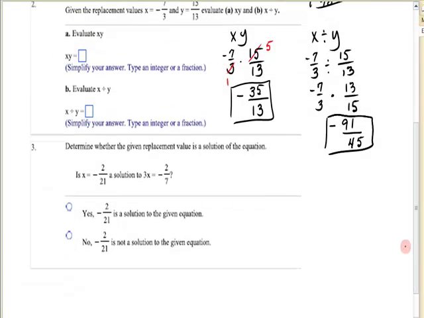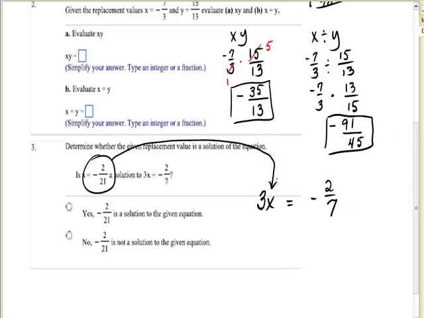Well, this last one's a little bit different. It says determine whether the given replacement value is a solution of the equation. It doesn't ask me to solve the equation. It says if you have 3x equal to negative 2/7, is this a solution? Well, let's see. Is 3 times negative 2/21 a solution? In other words, is this a true statement or not? That's a question right now. So let's look over here.